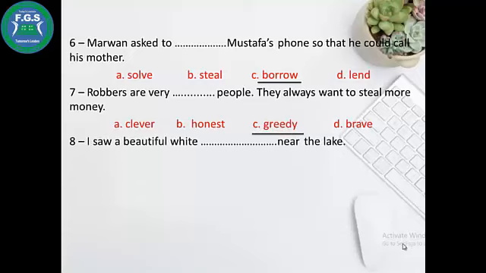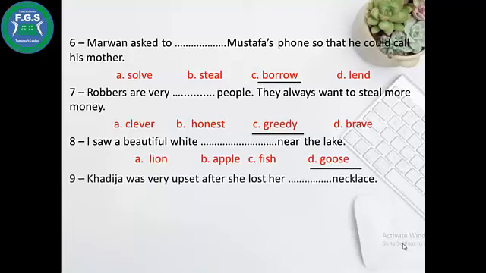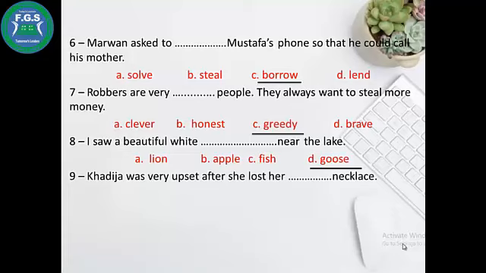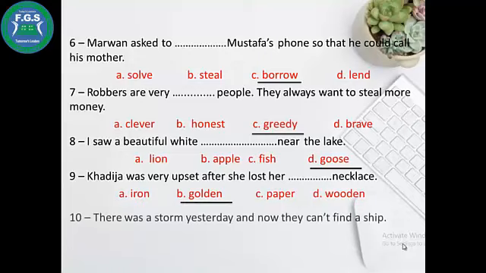Number 8. I saw a beautiful white goose near the lake. I saw a beautiful white what near the lake? Lion, apple, fish, goose. Of course, goose is a white bird. Number 9. Khadija was very upset after she lost her golden necklace. Iron necklace, golden necklace, paper, wooden. It's golden necklace, made of gold.